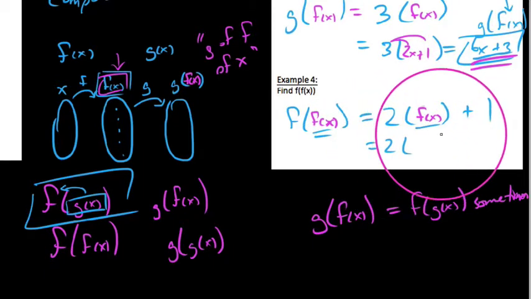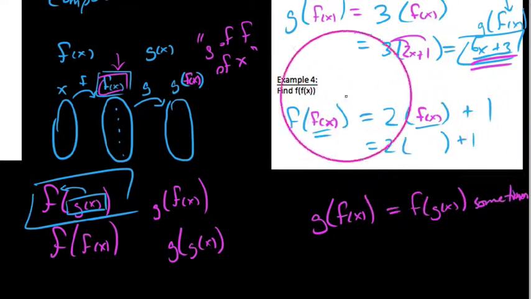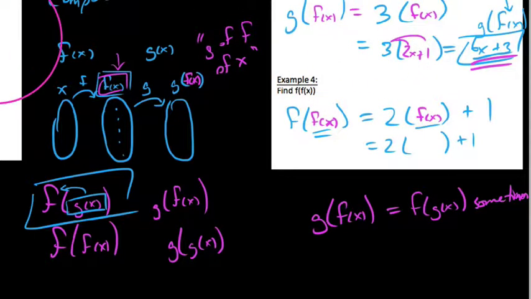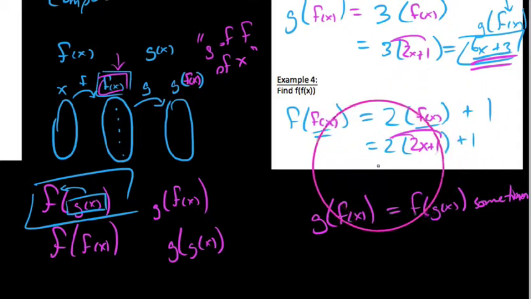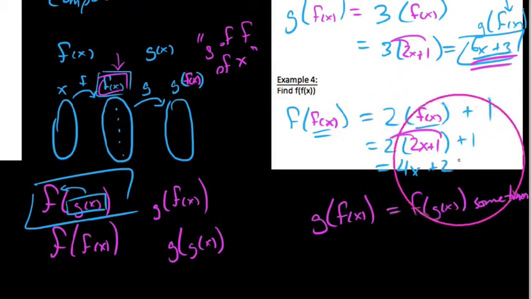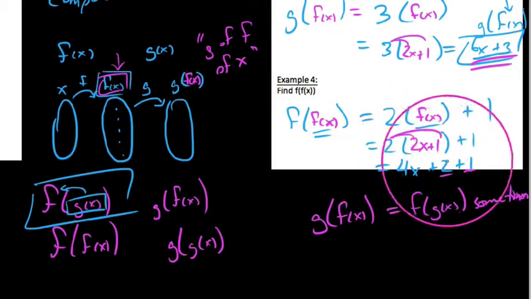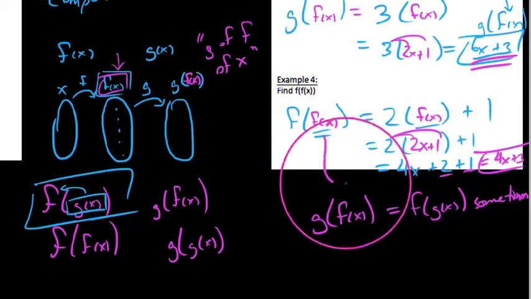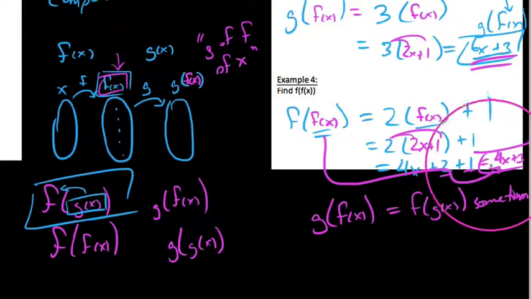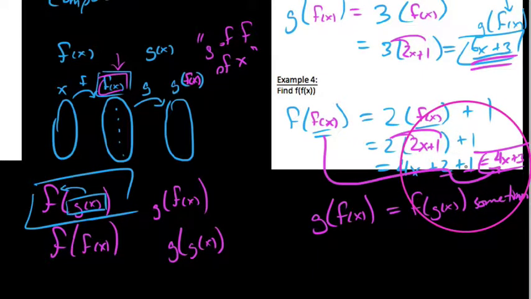So this really becomes 2 times our rule for f of x plus 1, where our rule for f of x, recall, is 2x plus 1. So wherever I see an f of x, now I'm going to substitute 2x plus 1. And go ahead and simplify this. We get 4x plus 2 plus 1. And when we combine like terms here, we really end up with 4x plus 3. So we'd say f of f of x is this new function, 4x plus 3. And so that's how we'll compose functions. It's just a double substitution.